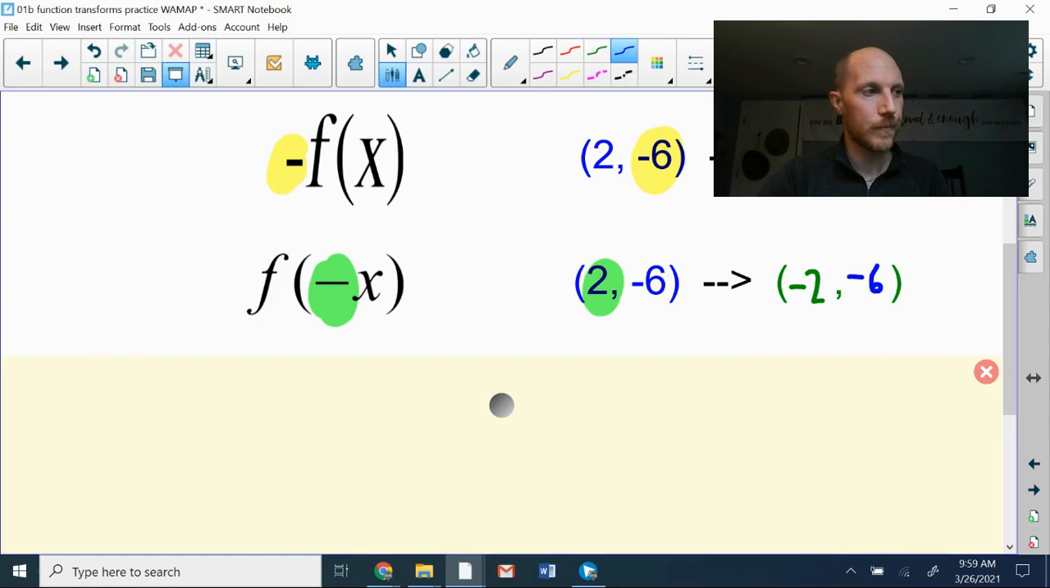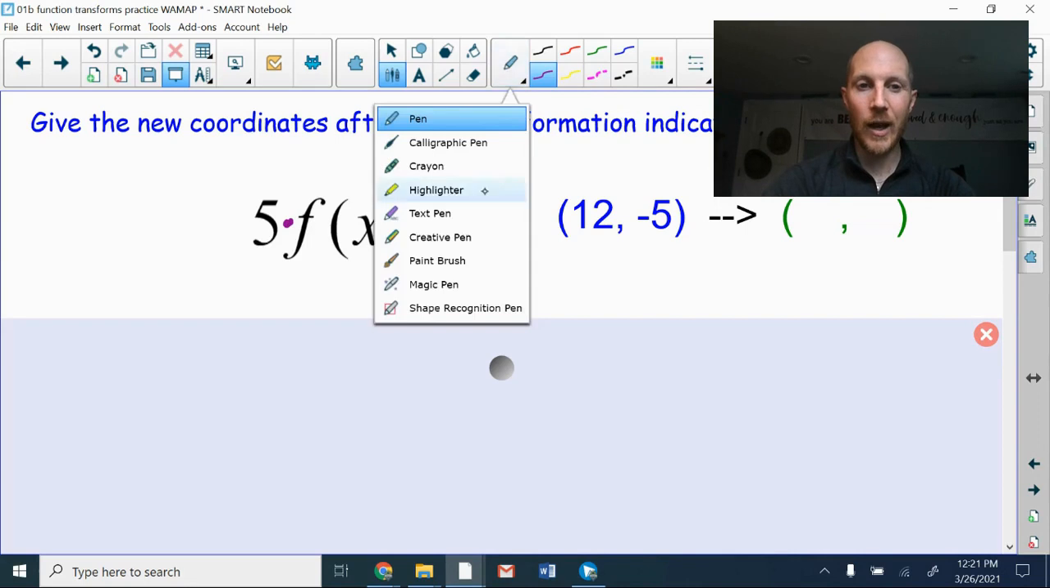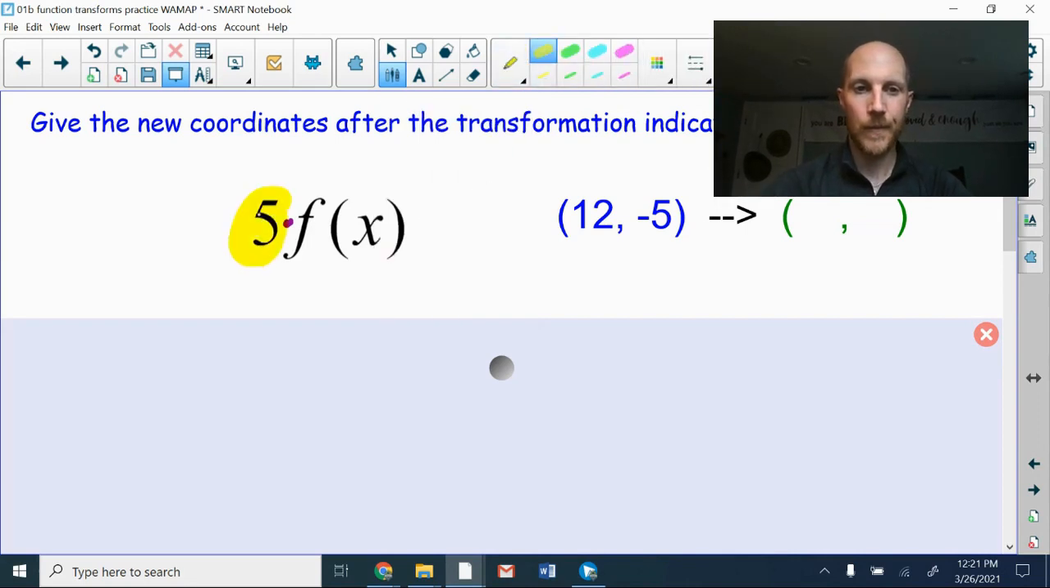So let's look at an example of some stretches and compressions. Same directions here, give the new coordinates after the transformation indicated. So this transformation, we've got 5 f of x, and of course that means multiplication. We don't always write the times. Usually we don't write the multiplication symbol, but that is 5 multiplied by the f of x. And since it is outside the function notation, I know that's going to be a vertical transformation.